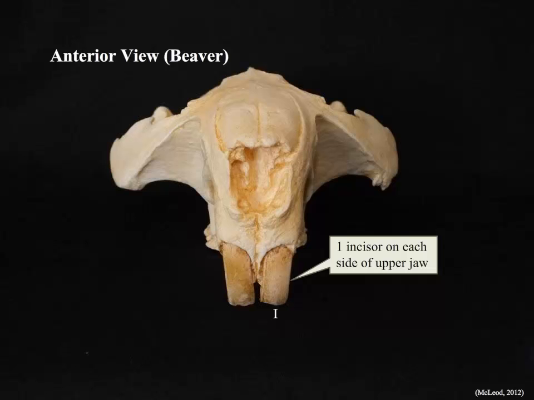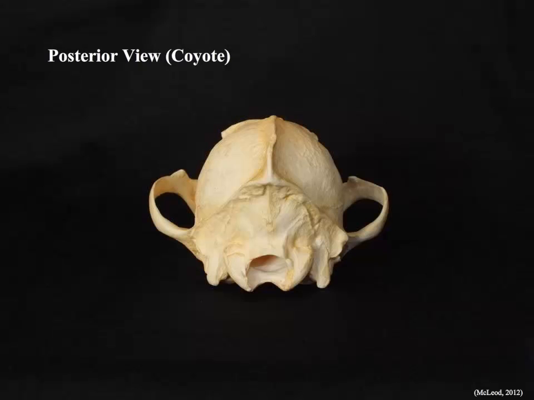So here we're looking at, as you can see, a structure very different from that of the coyote, very different altogether. There's only 1 incisor on each side for a total of 2, and they're quite pronounced. So already we're seeing changes in dentition relative to these different species. And finally, these are the views from the back of the skull.